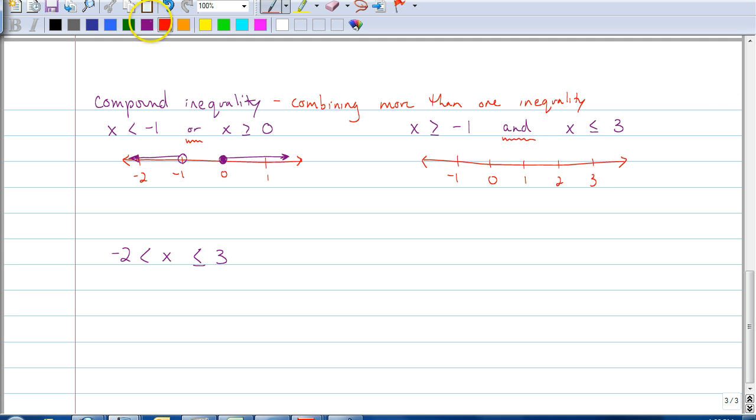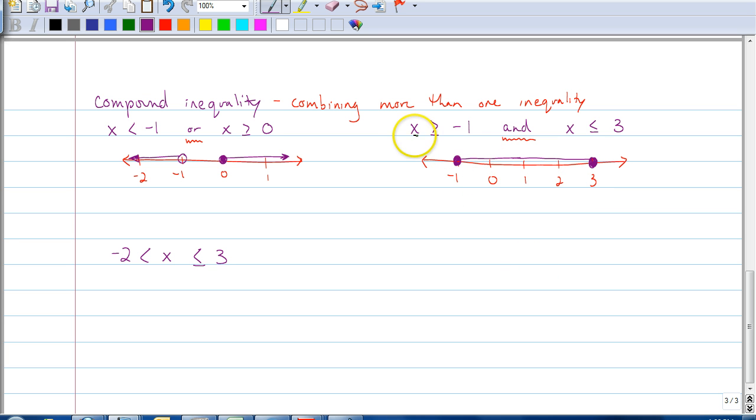Okay, so I start out with a closed circle at -1. And it's going to go to the right, but I'm not going to put an arrow. You'll see why in a second. And then it's going to go up to where x is less than or equal to 3. So I'm going to use a closed circle at 3. So this would be my solution set. Anything from -1 to 3 would make a true statement.